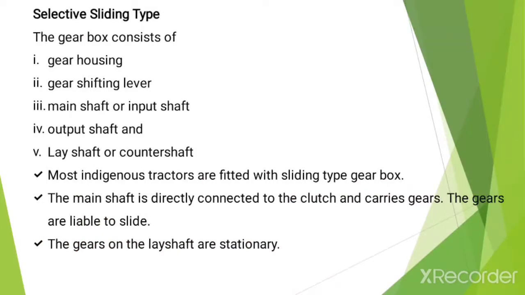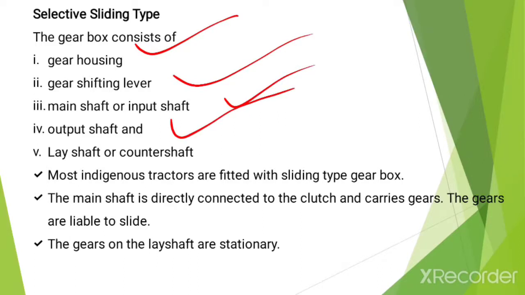Now let's see the first type of gearbox, that is the selective sliding type. The gearbox consists of a gear housing, then a gear shifting lever, main shaft or input shaft, then output shaft, and after that the lay shaft or counter shaft.